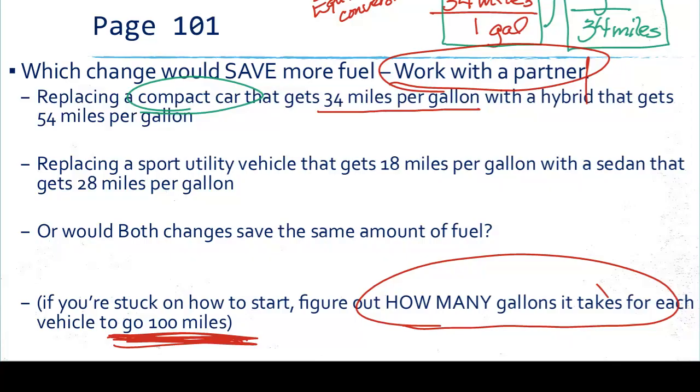So let's talk about our compact car first. Small little car. We need to figure out how many gallons it's going to take to go 100 miles. This compact car gets 34 miles per gallon. So if I need to go 100 miles, how many gallons do I need to go 100 miles? And how did you get that?